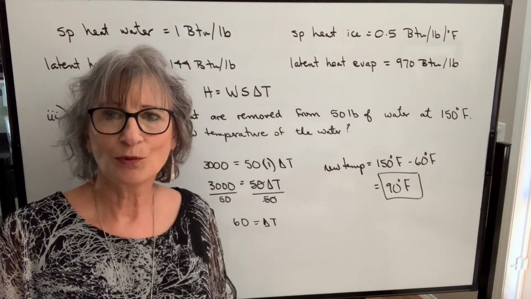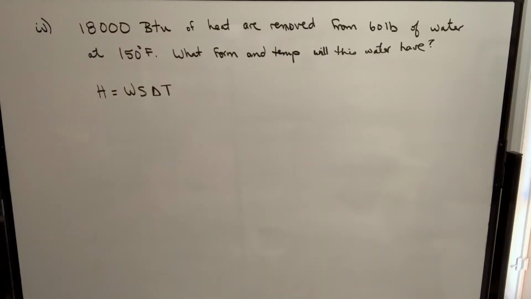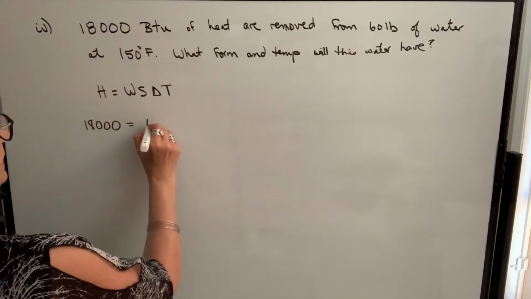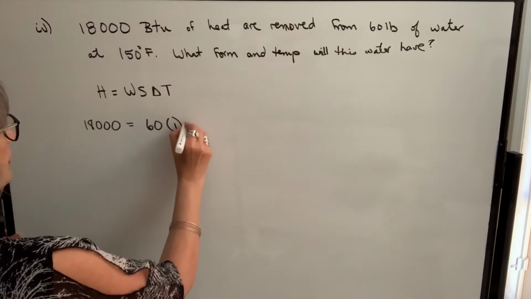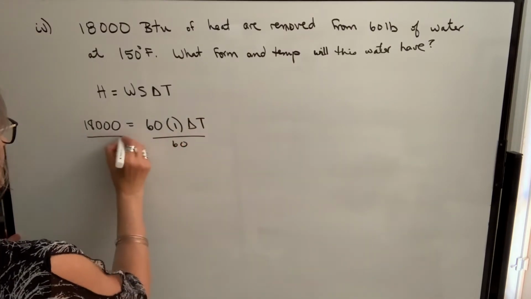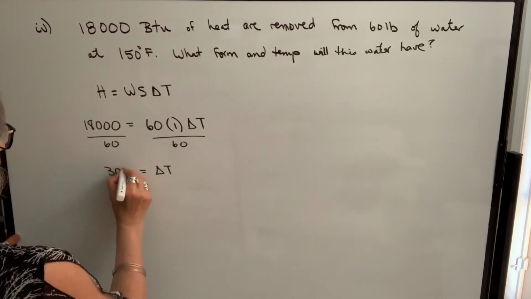Now let's look at an example where we're finding the final temperature, but the substance is changing form. Our next question has 18,000 BTUs of heat being removed from 60 pounds of water, which is at a temperature of 150 degrees Fahrenheit. We want to know what form and temperature will this water have. So if we were to set it up the way we did in the previous example, 18,000 is the heat, weight is 60, specific heat of water is 1, and what we don't know is the change in temperature. If we divide both sides by 60 to isolate delta T, we're going to get 300.